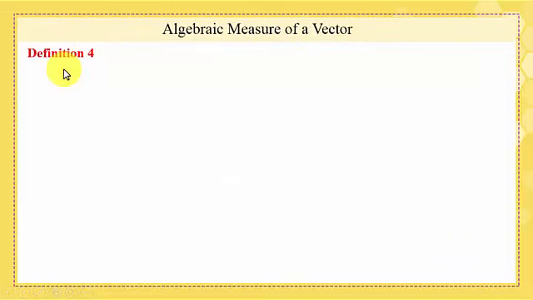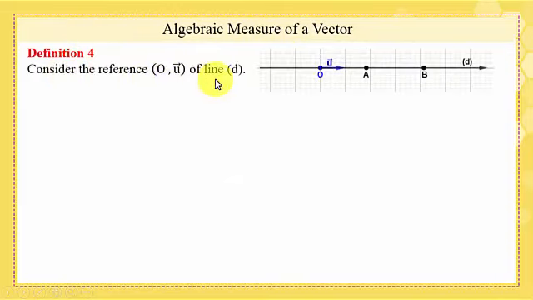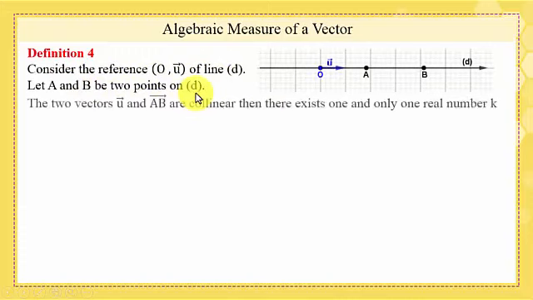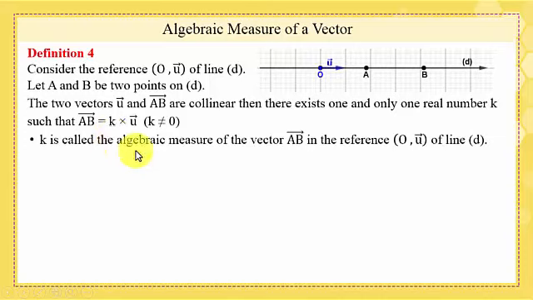Algebraic measure of a vector. Definition 4. Consider the reference (O, U) of line D. Let A and B be 2 points on D. The two vectors U and AB are collinear, so there exists one and only one real number k such that AB equals kU, k different from 0. k is called the algebraic measure of vector AB.